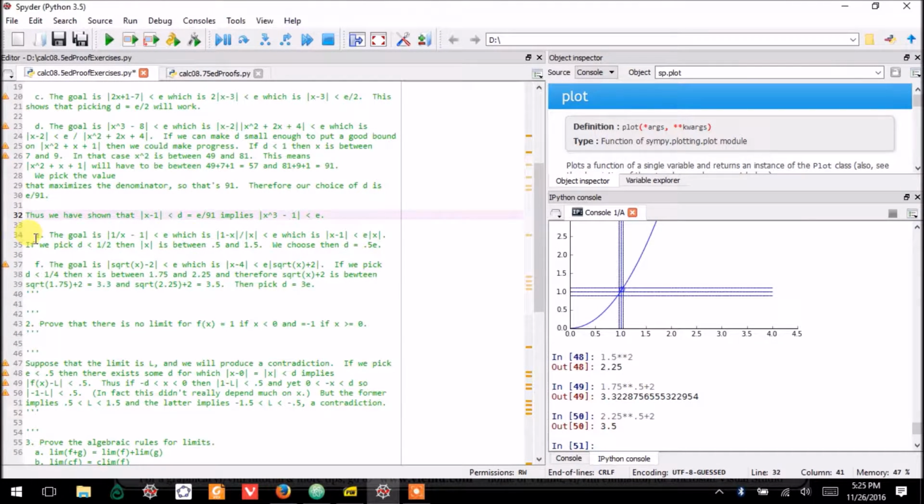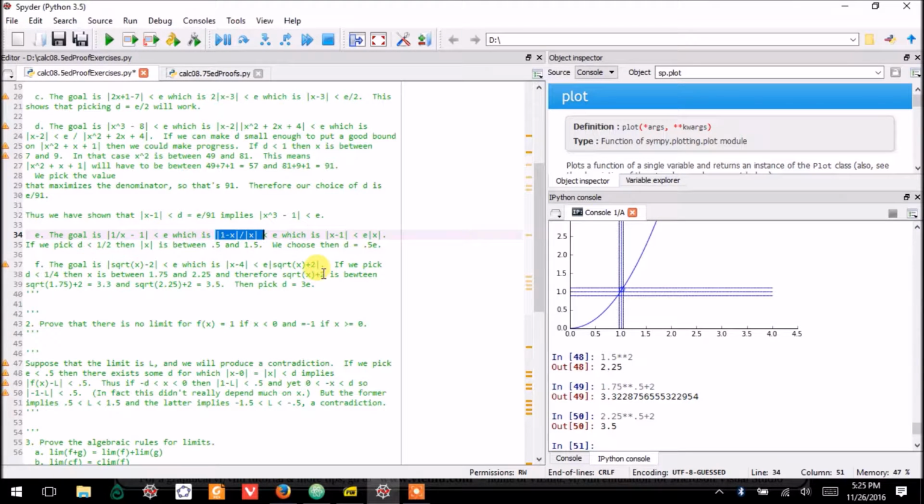So that's the proof. Now, on to the next one, we find the limit as x approaches 1 of 1 over x, and we believe that the limiting value is 1. So this is the goal, and we can add fractions, get 1 over x minus x over x, add the fractions, and distribute the absolute value, you get this.